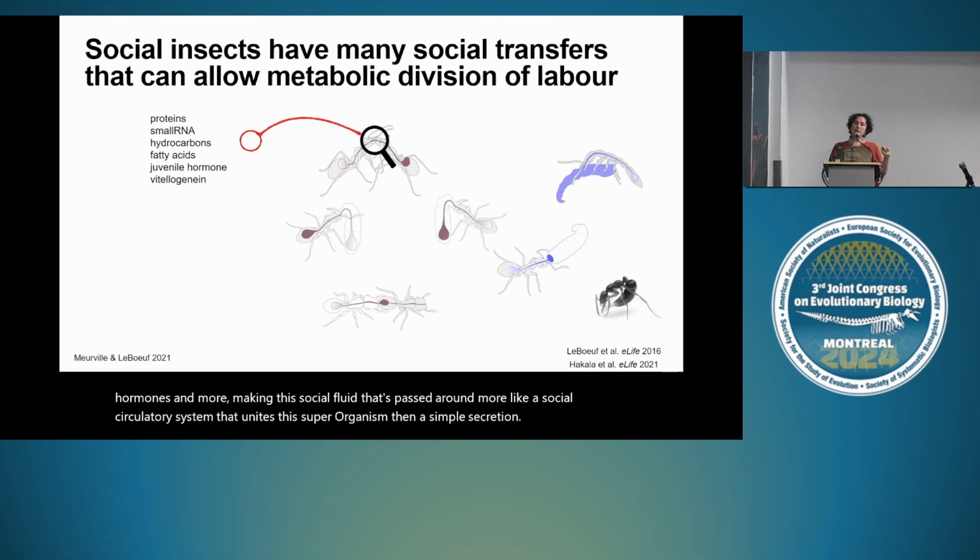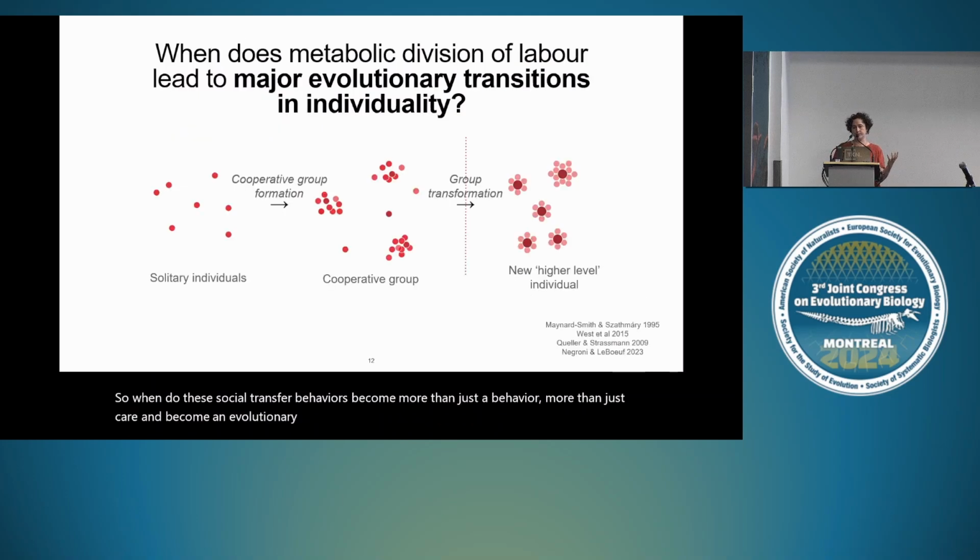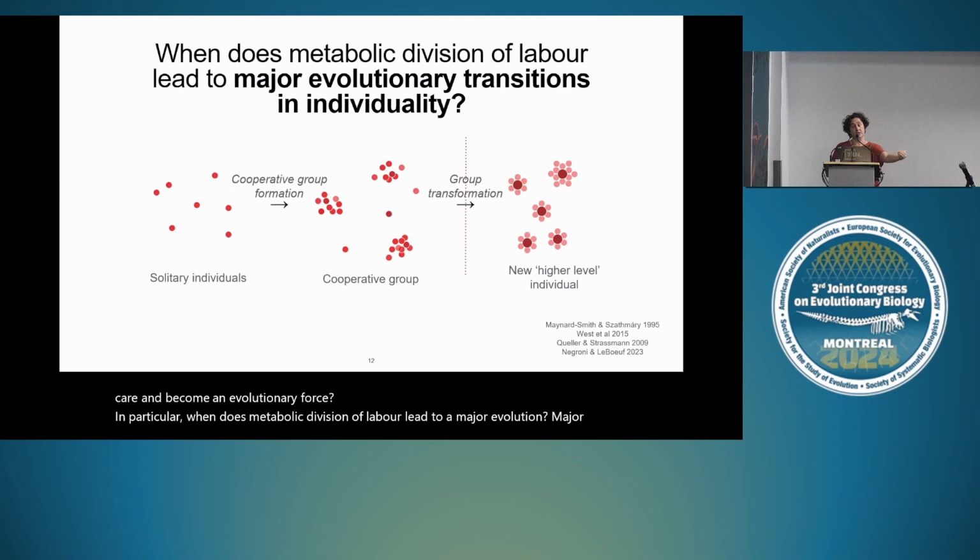So when do these social transfer behaviors become more than just a behavior, more than just care, and become an evolutionary force? In particular, when does metabolic division of labor lead to a major evolutionary transition in individuality? So this is why social insects are so great to study.